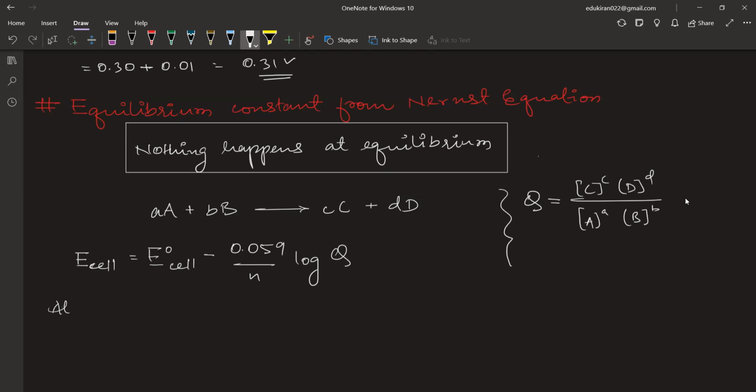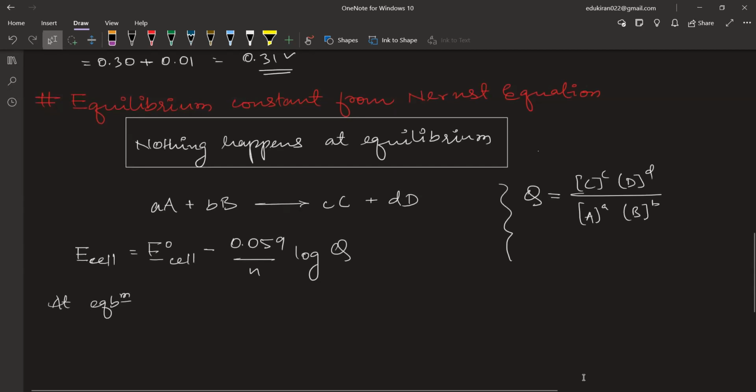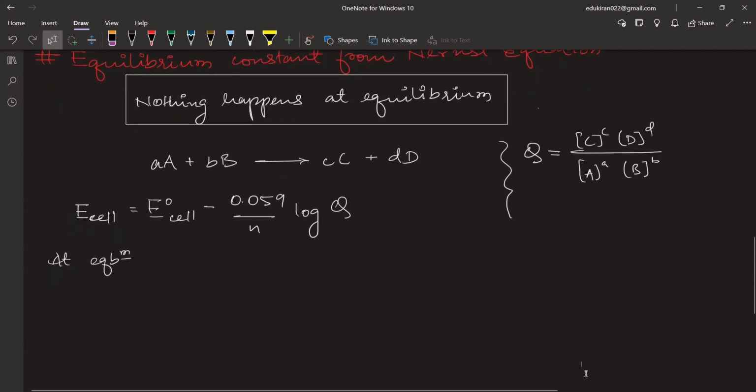But at equilibrium, there will be two things happening. First thing, nothing is going to happen at equilibrium. That means there will be no flow of electricity, and the cell will have a potential of 0 volts. So E cell will be equal to 0. So at equilibrium, what happens? E cell is equal to 0 because nothing happens at equilibrium, right? There will be no transfer or movement of electrons. That is why there will be no electricity. And also Q is equal to what? This reaction quotient becomes K. That is the equilibrium constant.